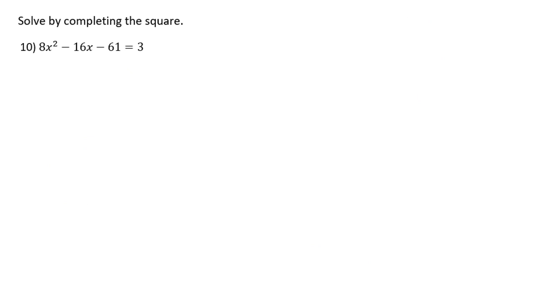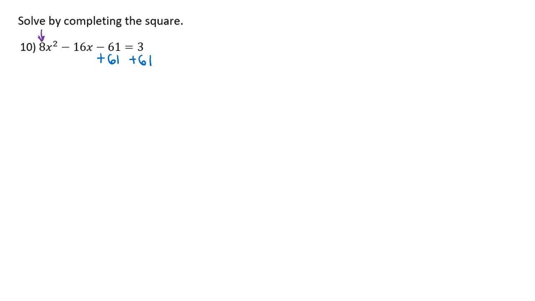Okay, so now we're coming across more completing the square problems, but these are the tougher ones. They're tougher because you'll notice that this time we have a number in front of x squared, which means we have to do a little extra work. We still want to get the x squared and the 16x by itself, so we're going to move this 61 over to the right side with addition.